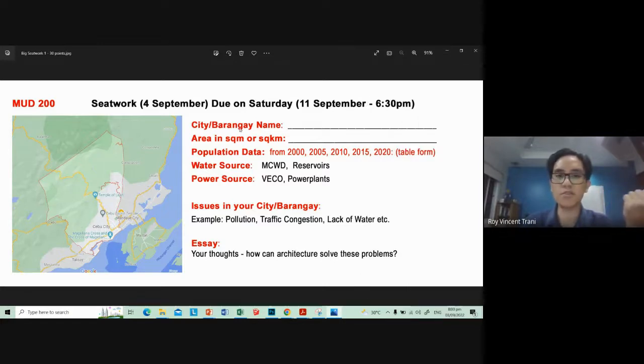So you need to write down the name of the city or barangay that you want to study. I would advise you to study your local city and local barangay because you know where everything is. Put in the area in square meters. I think usually square kilometers is very large. And then population data. Oh, this is something I need to give you.